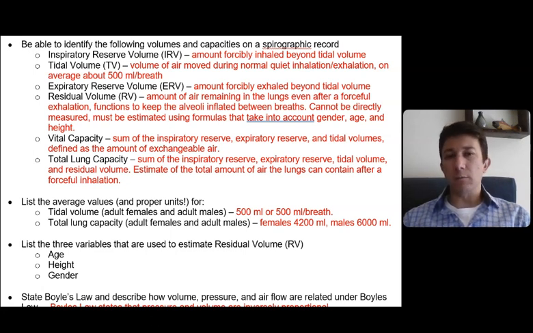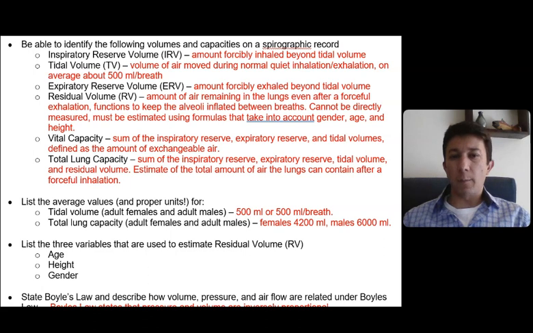The vital capacity, which is our next item on the spirographic record, is actually the sum of three volumes. It's the sum of inspiratory reserve, expiratory reserve, and tidal volumes. And vital capacity is really just the amount of exchangeable air, because vital capacity takes into account everything except the residual volume, the amount of air that's remaining in the lungs, in the alveoli, to keep them inflated. So vital capacity is really describing how much air the lungs are able to move with a single exhalation and inhalation cycle.